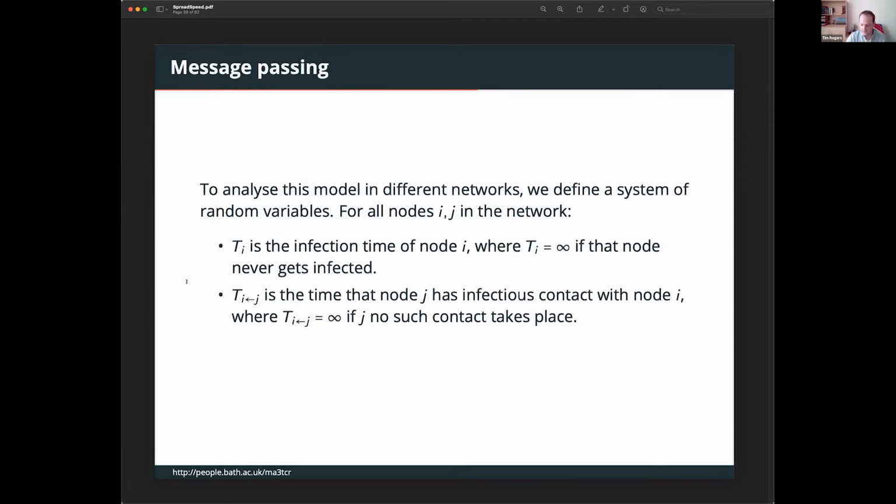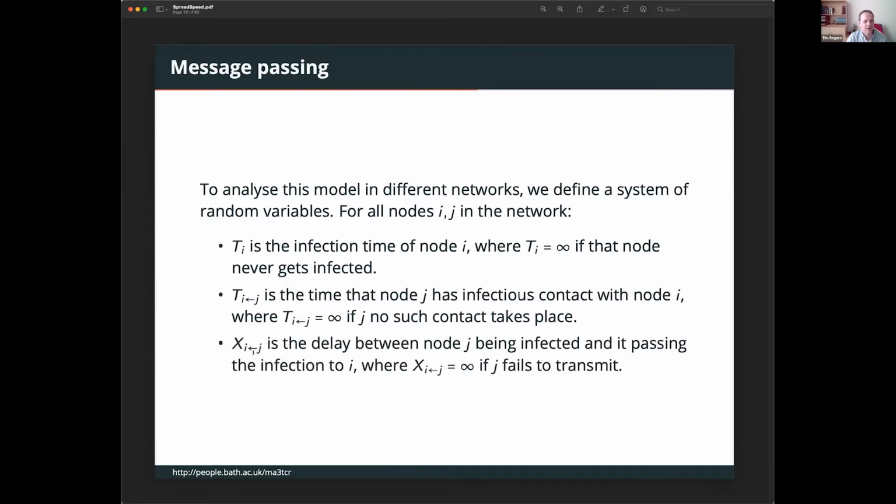So these are random times. And then one more thing, big X is going to be the delay time. So it's the delay between node j being infected and it successfully passing it to a neighbor i. Okay? So when I receive the disease, for each of my neighbors, I wait a random amount of time before I transmit to them. And for some of them, I wait infinitely long. And they never receive it. So these are my random variables. And I now need to figure out the relationship between them that's described by the network.